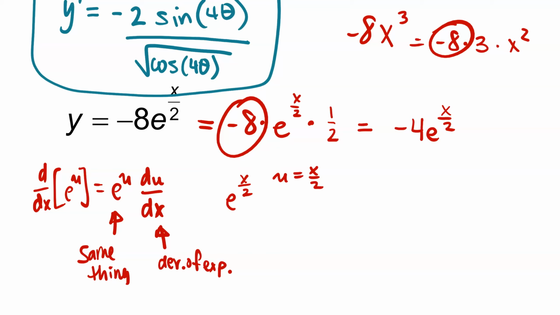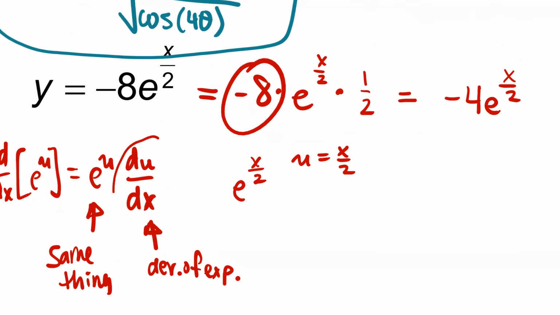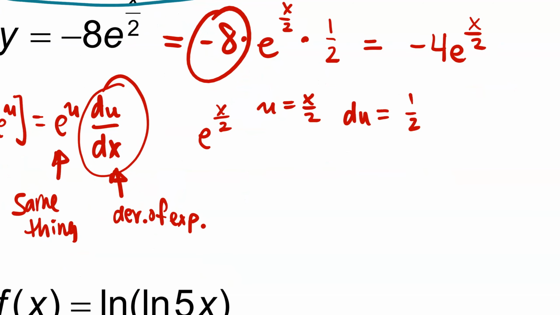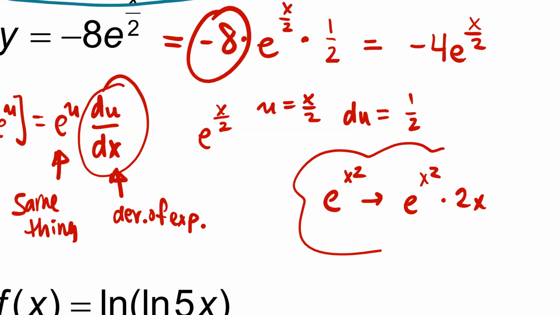Did you bring the x over 2 down? No, because it's the derivative of u with respect to x. The derivative of x is 1, so du is 1/2. Versus if this was x squared in the exponent, if I had e to the x squared, the derivative would be e to the x squared times 2x, because that's the derivative of the exponent. So that's a little different example.